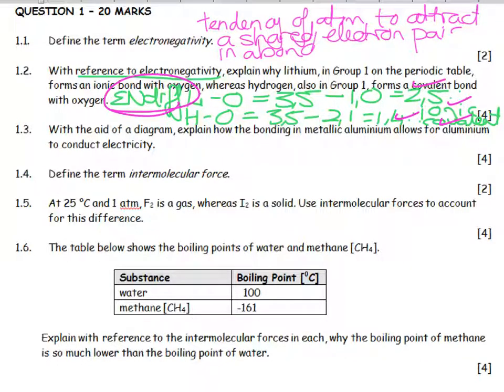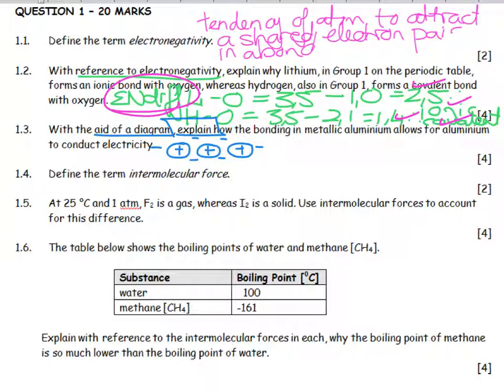With the aid of a diagram, so you really did need to have a diagram, and your diagram for metallic bonding is plus signs with little negatives in a sea of delocalized electrons. So that diagram aids you to explain. You have to explain how the bonding in metallic aluminium allows for aluminium to conduct electricity.